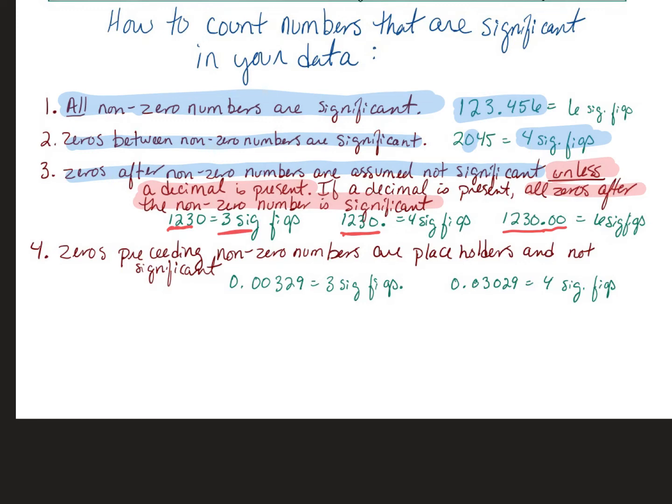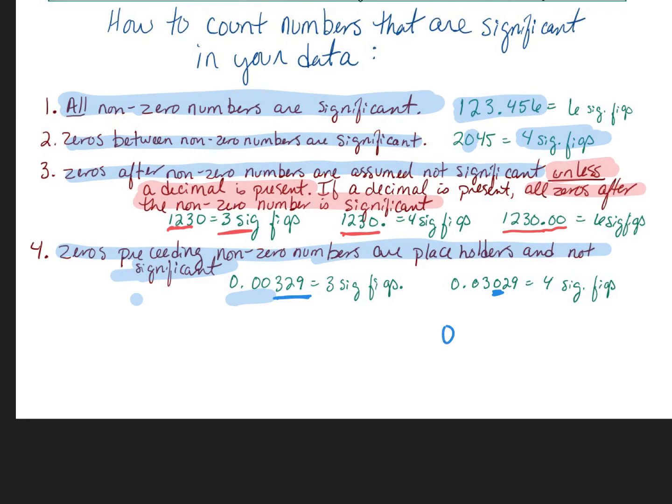Now, zeros that precede non-zero numbers are placeholders. They're not significant. So, like this guy, those zeros don't do anything except hold the place of that 329. So here we've got 329. Those 3 are significant. Now, it's different when you have a 0 that's embedded between 2 different numbers.